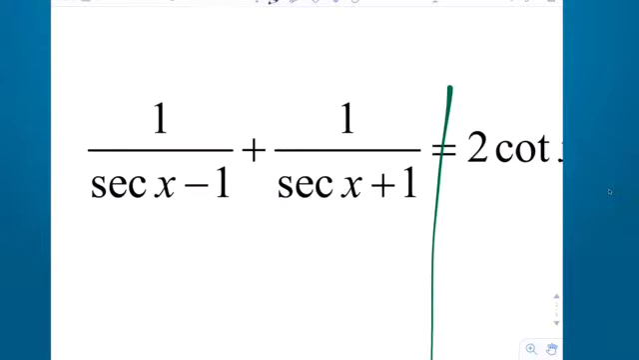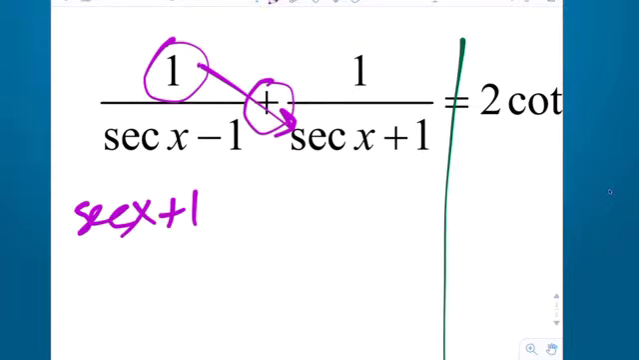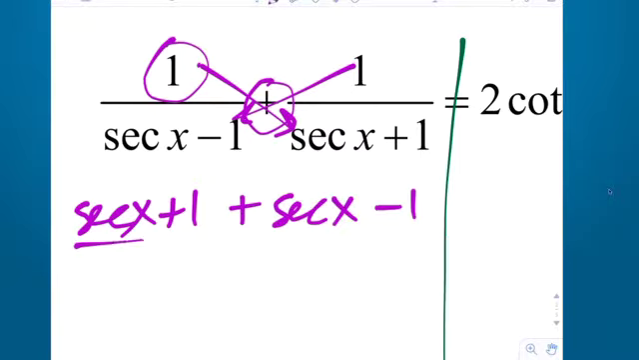You could do your crisscross applesauce, butterfly, multiply, whatever you want to call it. As long as you start in the top left, you can multiply from the top left down to the bottom right. And of course, 1 times that is just that. And then you take your middle sign, which in this case is plus. If it were a minus, you'd have to be careful because you have to distribute. And then it's 1 times that, which is just secant x minus 1. And then it's all over the product of the 2 in the bottom.